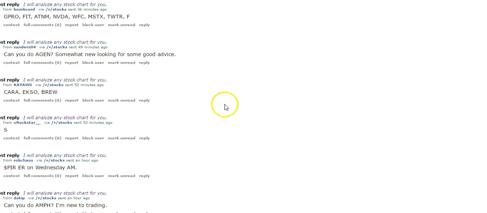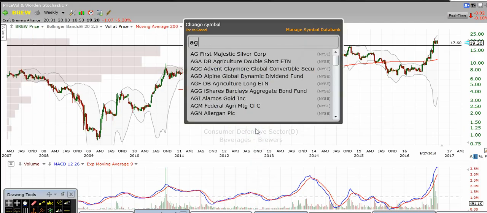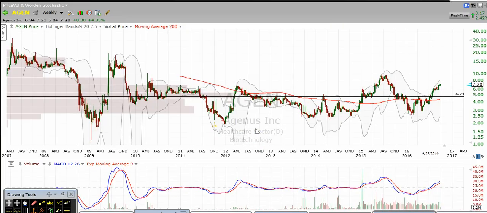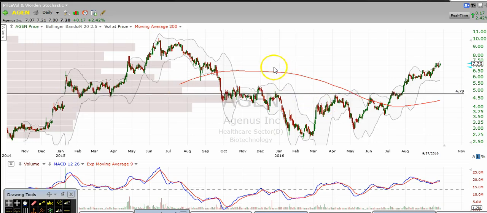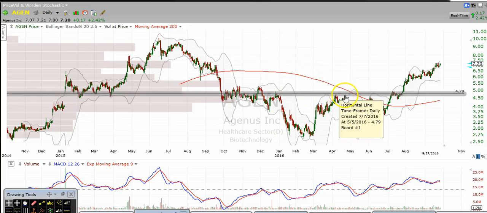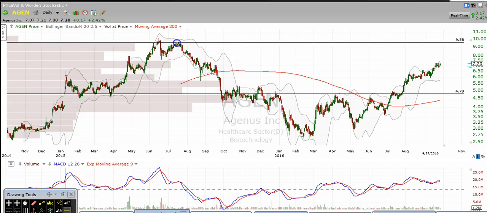All right, let's take the next request, AGEN. And I'm going to cover the daily time frame here. You can see that we have support down here just below $5. So if we head down there, that's going to act as support. Next, major resistance, seeing right around 950. Not really a ton of resistance or any decent levels here to work with between this 480 and this 950 level.